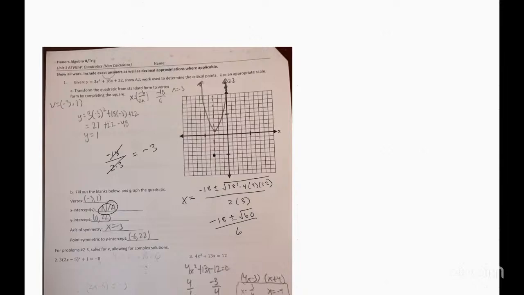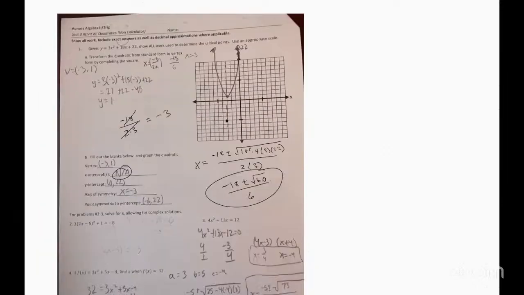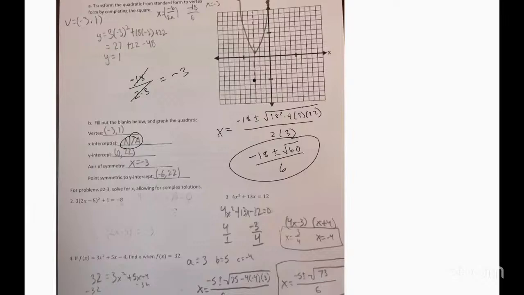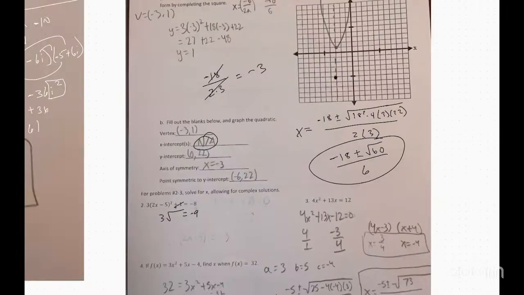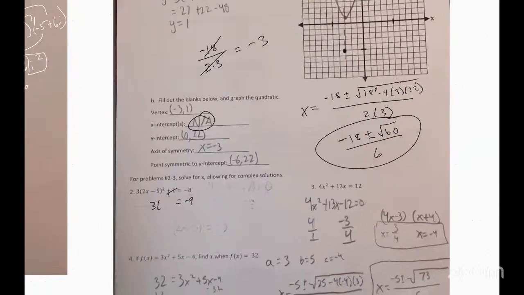Could you go over number two also from below? For this, solve for x, allowing for complex solutions. So for this one, I'm going to subtract 1. Zoom in here a little bit. 2x minus 5 squared. Divide both sides by 3, so it's negative 3. Now to get rid of the square, I have to square root both sides, and don't forget the plus or minus when you do that.